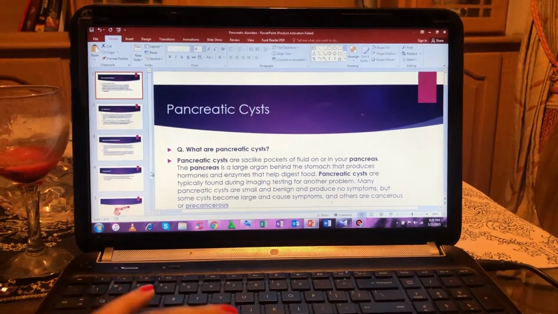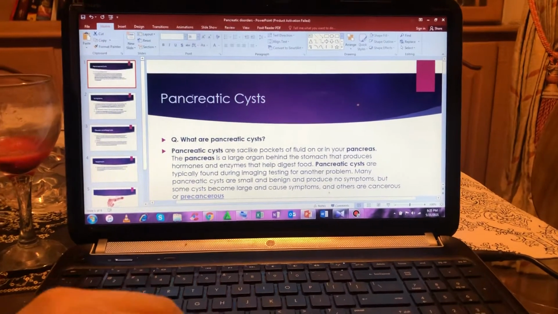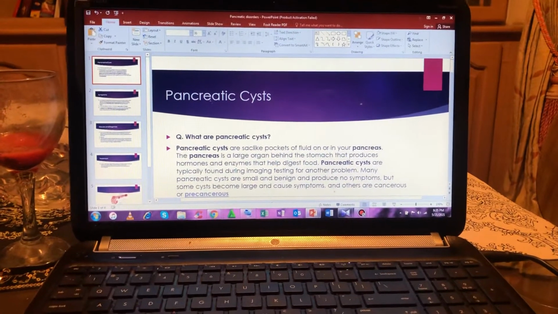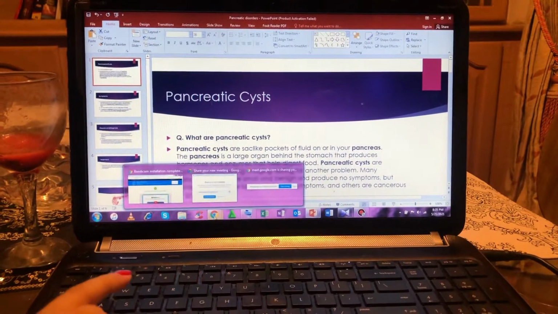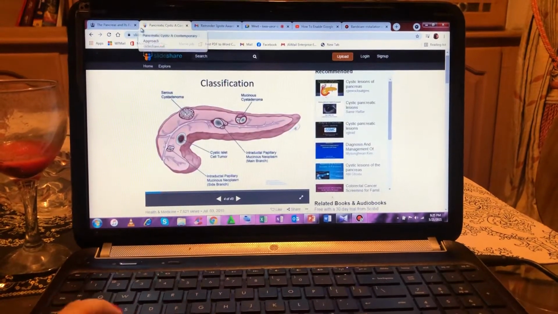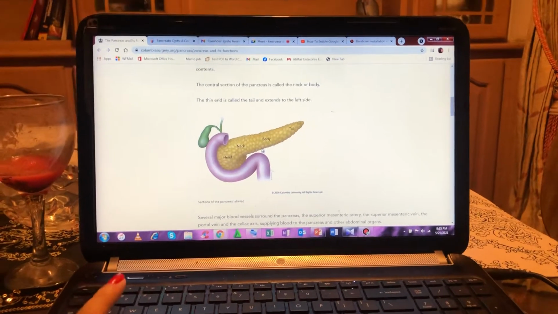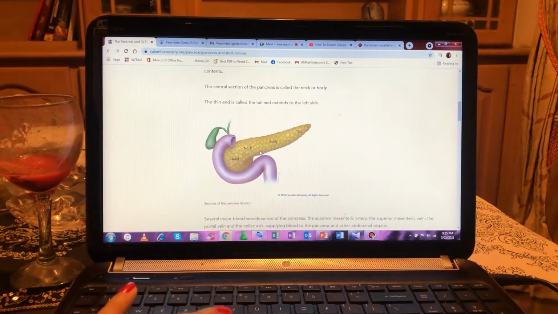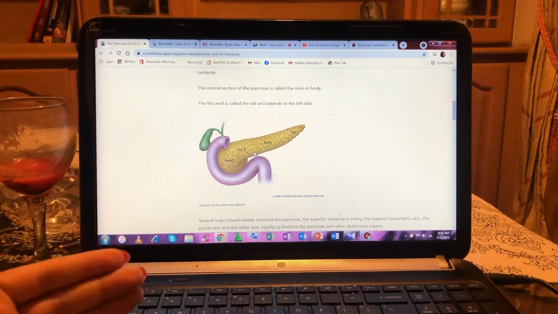So let's begin. Pancreatic cyst. For this, you need to know what really is the pancreas, where it exists in the body, what does it really do. Let me show you here. So this is what exactly the pancreas is. It is behind the stomach, anatomically inside the body. Posterior is the stomach, anterior is the pancreas.